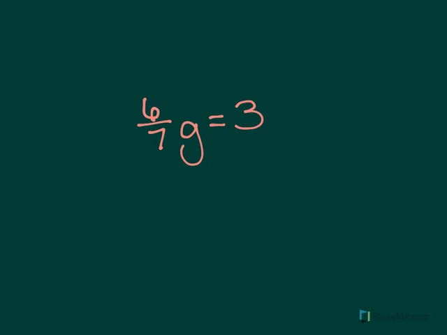Okay, now I have 6/7 g equals 3. So again, anytime I see a fraction coefficient, remember a coefficient is that number in front of the variable that's being multiplied by the variable, I know that I'm going to multiply by the reciprocal. So that means I'm going to multiply by 7/6. I'm going to do that to both sides. Okay? And I know when I do that, that cancels out because that becomes 1.